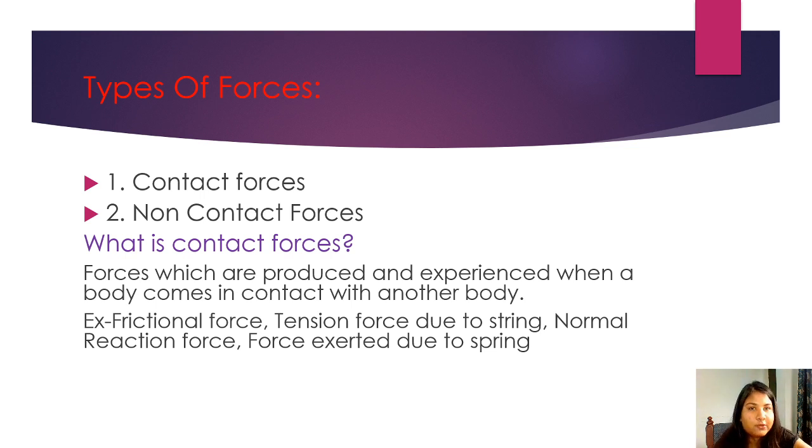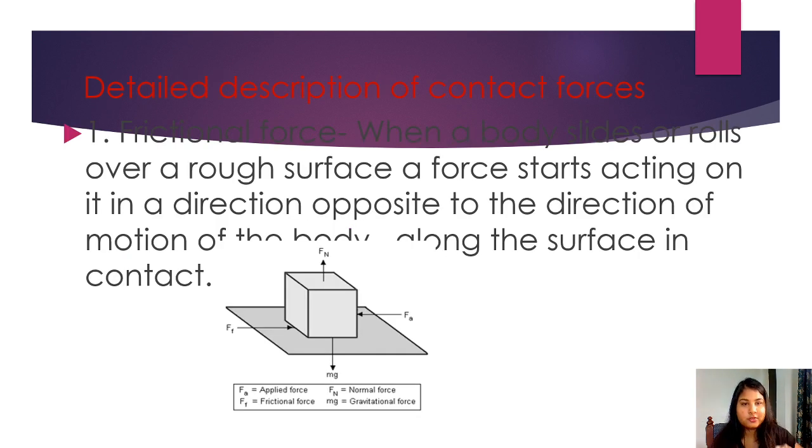Why is frictional force a contact force? Let's see in the next slide, maybe I've explained it. Yeah, frictional force: when a body slides or rolls over a rough surface, a force starts acting on it in a direction opposite to the direction of motion of the body along the surface in contact. So what happens when a ball is rolling on a rough surface is the ball is rolling in a particular direction. Let's say it's rolling in the east direction.